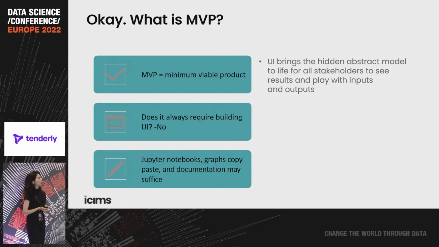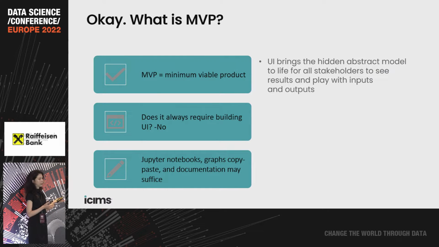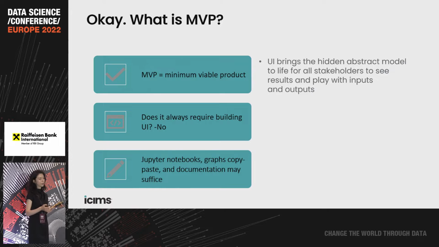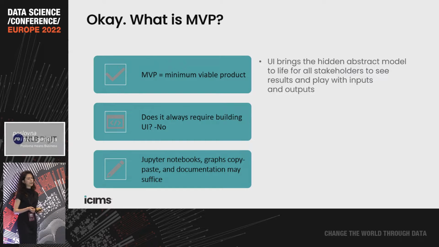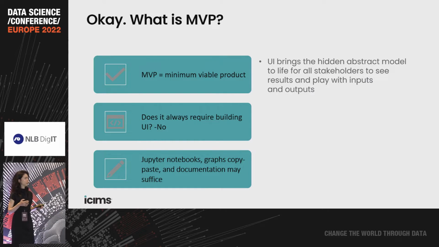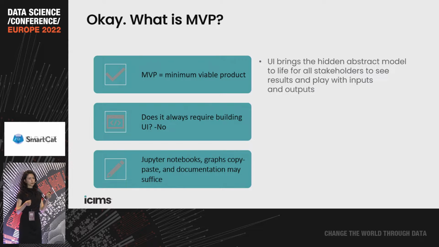Okay, so what is MVP, just quickly? MVP, as I described, is minimum viable product. The term came from the startup world, where with a limited budget you had to quickly build a prototype of a product and show it to stakeholders. And does it always require building UI? Here, people can argue, but I think no. Even something we do in our daily job, building Jupyter notebooks, graphs, and documentation, can also stand for some sort of MVP.